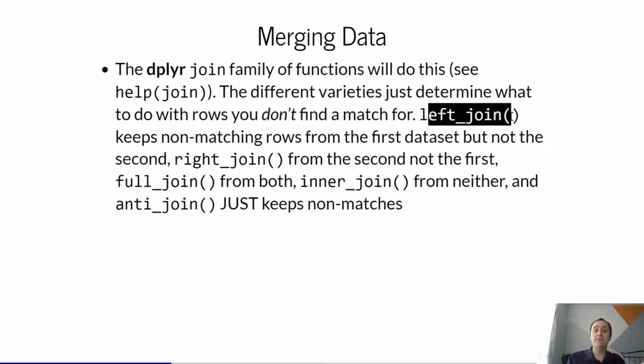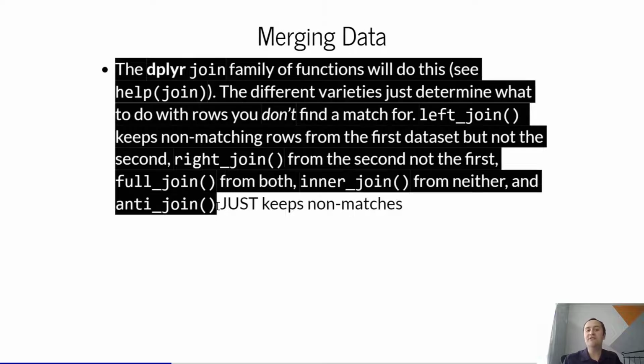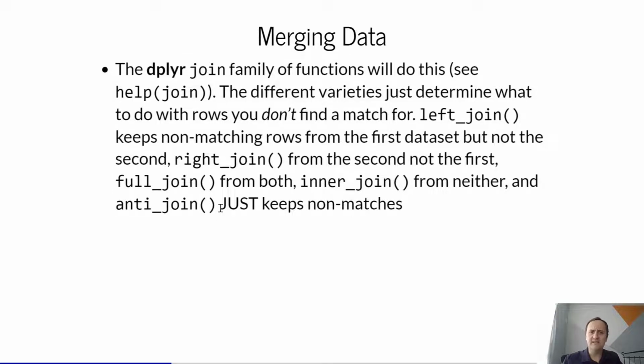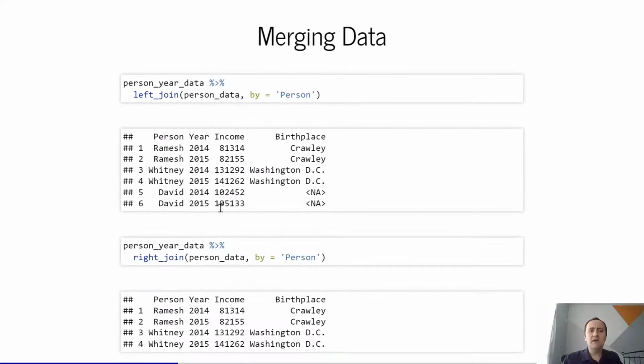So left join will keep non-matching rows from the left data set, or from the first data set you give it, but not the second. Right join will keep non-matching values from the second, but not the first. Full join will keep everybody, whether you find a match or not. Inner join will not keep anybody who doesn't find a match. Inner join will only keep things that did find matches. And there's also anti-join, which just keeps the non-matches, which you probably won't have to use, at least in this course.